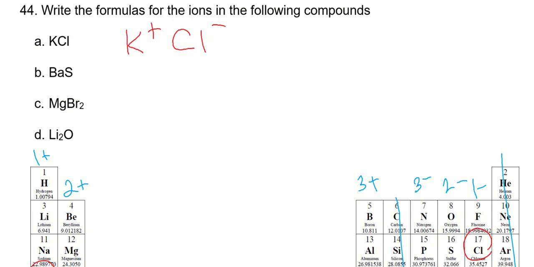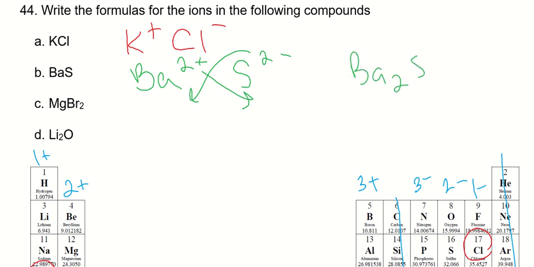Let's go to B. Barium is a group 2 alkaline earth metal, so it's going to lose those 2 electrons. 2 positive is its most stable charge. Sulfur is going to have a 2 negative. Crisscross those, reduce the 2's, and you get your original formula unit. So that confirms that's also correct.